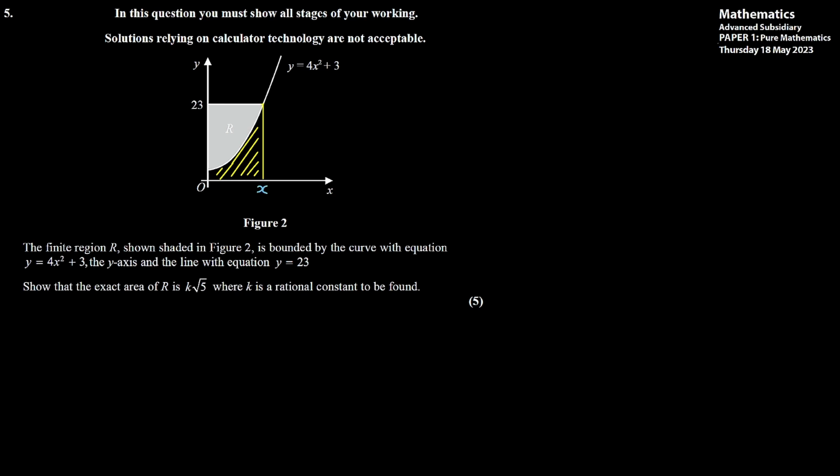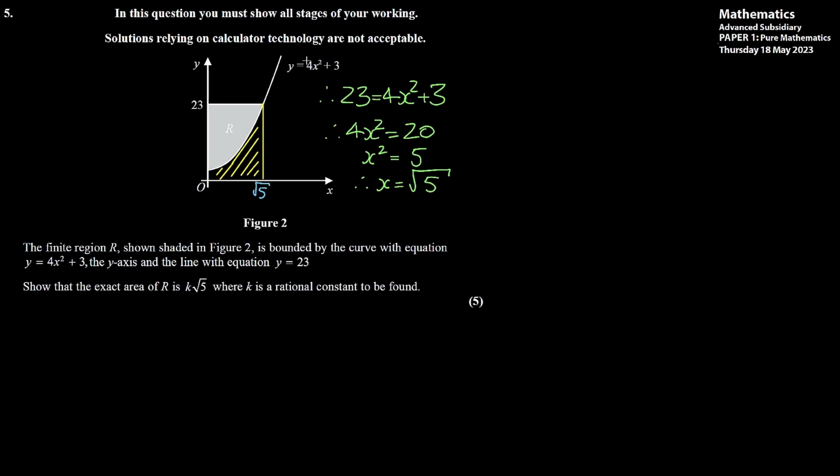However, we first of all have to find the limit of our integration, which is this value of x here. Let's do that first. To find that value of x, we've got a y value of 23, which we can plug into the equation. And there we have it, y is equal to 23. Moving this around, we get 4x squared is equal to 20, and x squared is equal to 5. Therefore, x is equal to the square root of 5.